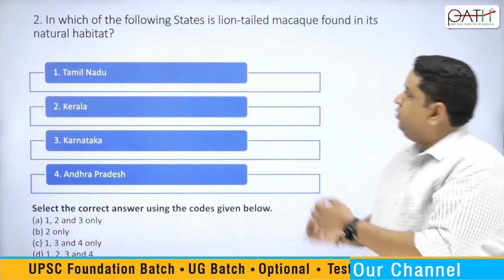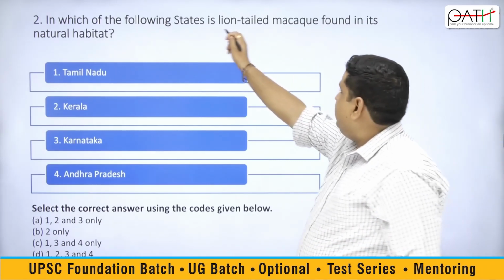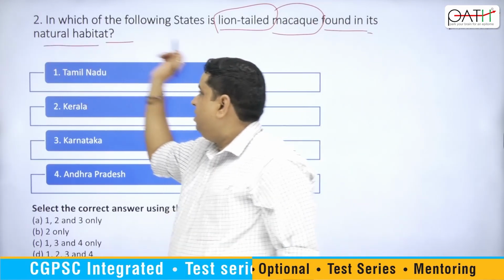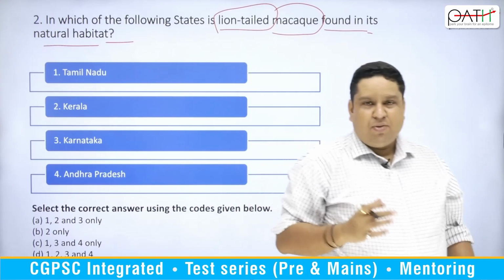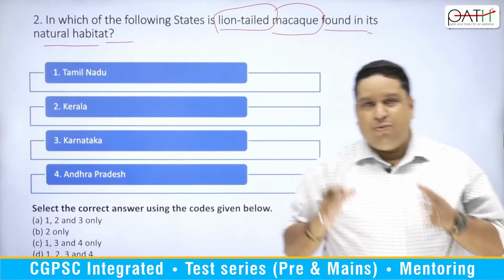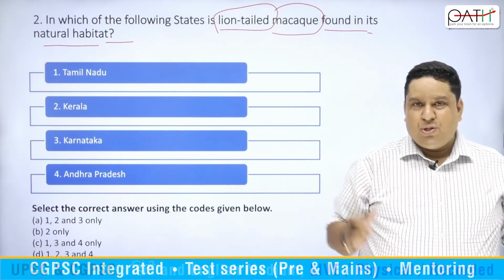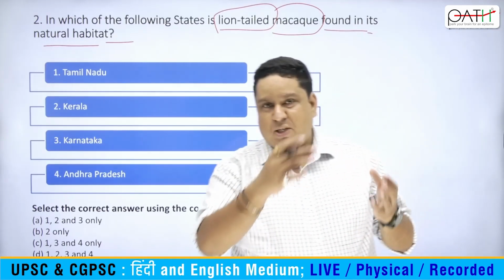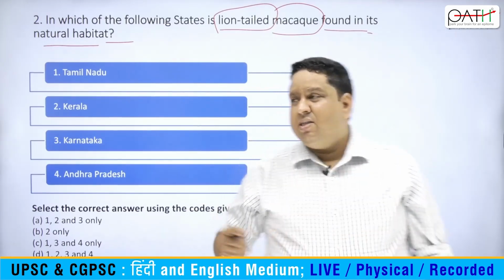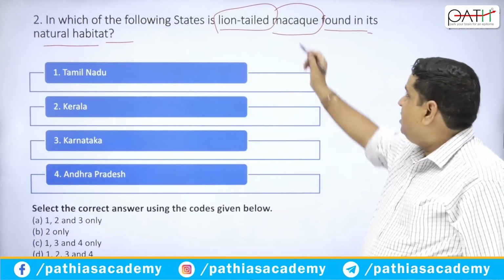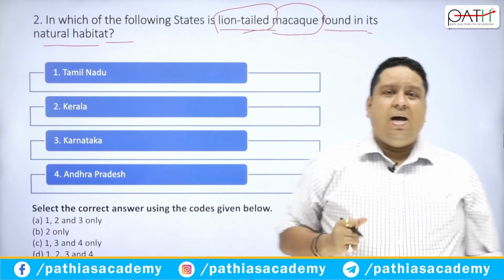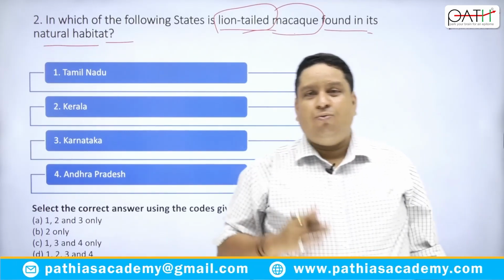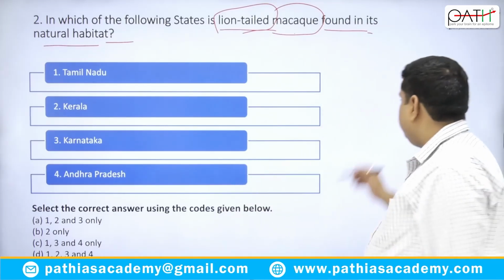Next, in which of the following states is lion-tailed macaque found in its natural habitat? That's a very interesting question. If you have prepared well the entire physiographic division of India, and in particular, if you have studied very well this section which is known as Western Ghats of India, you can easily attempt this question. Basically, lion-tailed macaque is a monkey, and its tail looks like a lion. And it is an endemic species of Western Ghats.